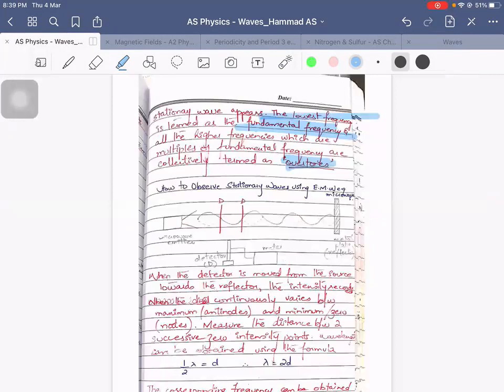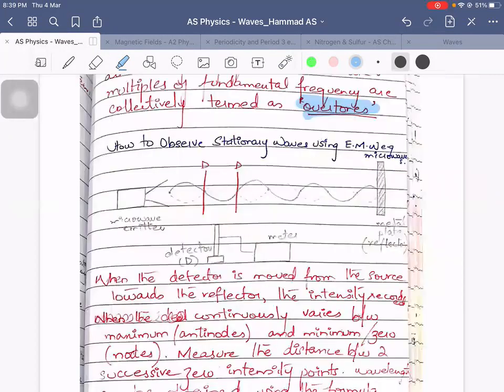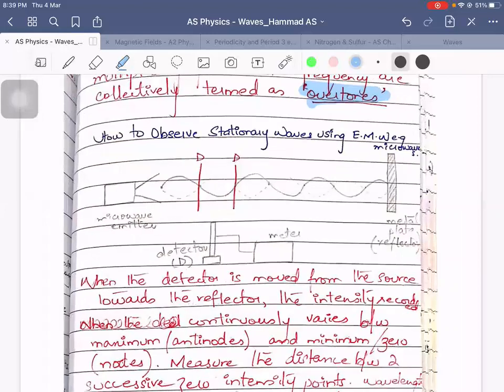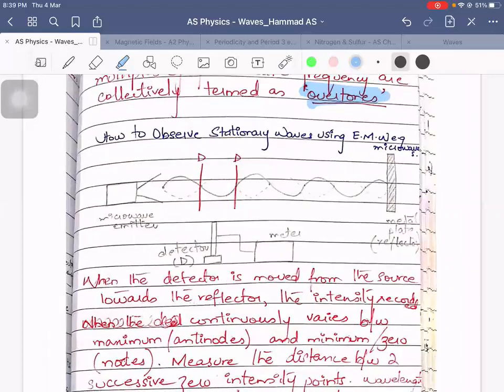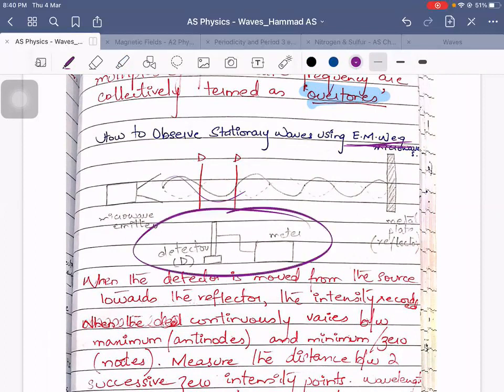Let's say you are asked to observe a stationary wave using electromagnetic waves, right? Now, you can literally not see an electromagnetic wave, right? So you allow the electromagnetic wave to form a stationary wave, and you move your detector from left to right. Areas with zero displacement are your nodal points. Areas with maximum displacement are your antinodal points, right? So this is what I've written here.